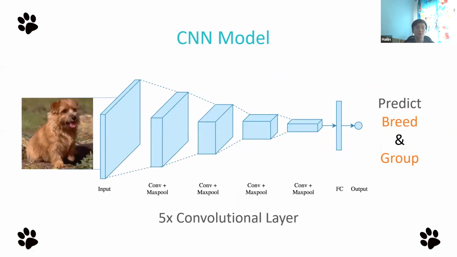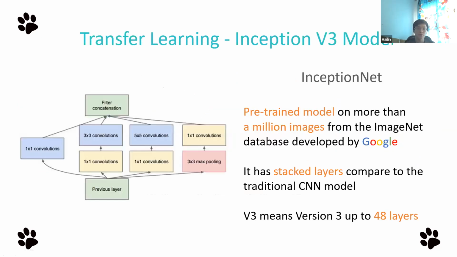So for this project, here's the structure of my CNN model, which consists of 5 layers. As you can notice, we can have multiple layers of filter and pooling in between. And the last layer will be fully connected and then generate the output. I also applied a transfer learning model known as Inception V3, which is a pre-trained model on over 1 million images, developed by Google. It is a deeper network compared to the traditional CNN, with up to 48 layers.